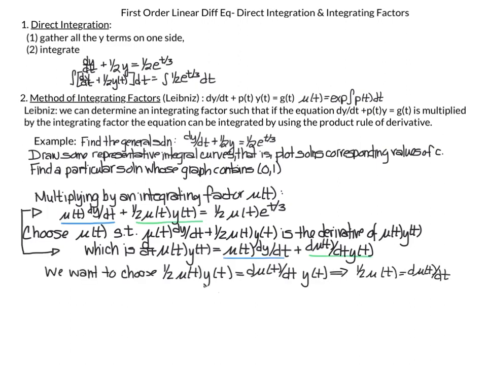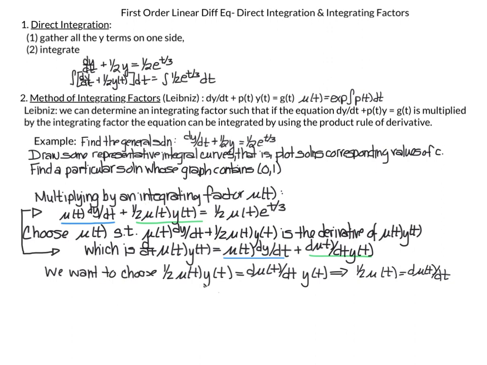But now I have to look at this. So if I want my mu of t dy/dt plus 1/2 mu of t y of t to be equal to mu of t dy/dt plus d mu of t/dt times y of t, what that means is this blue part here has to equal this blue part, and this green part has to equal this green part. So take another look. I have my original equation multiplied by mu of t, and I'm choosing my mu of t such that d/dt of mu of t y of t is equal to this function here. So the blue parts are equal, and what I really want is for the green parts to be equal.